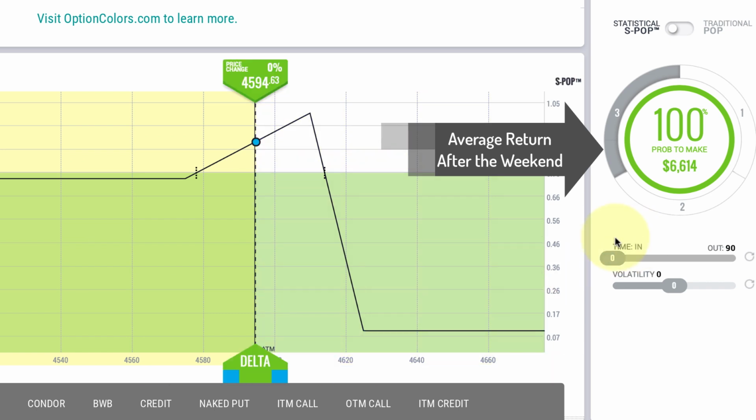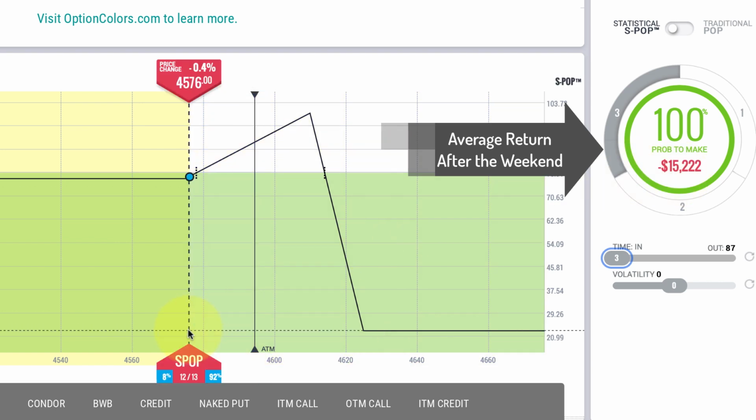When you look at the butterfly, again, you're up 6,000, but if you put the weekend into it, your average return would be a loss of $15,000. So again, having these statistics right at your fingertips here in Option Colors can help you determine if you want to stay in the trade or if you want to exit and take those profits.